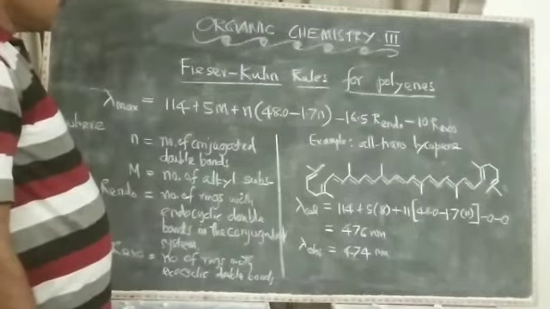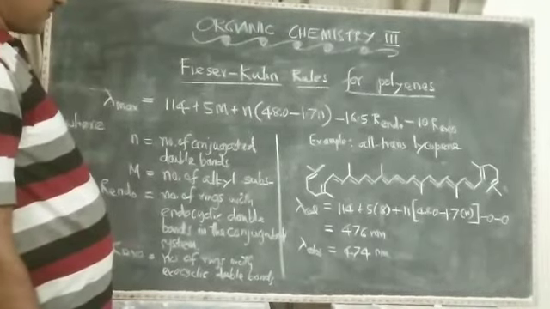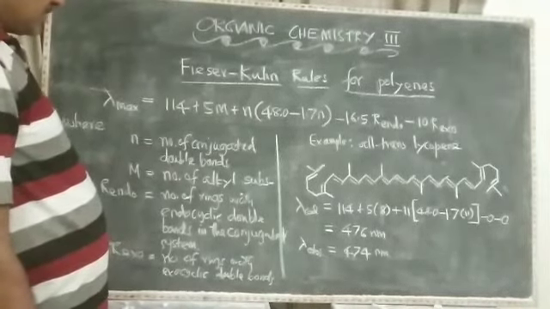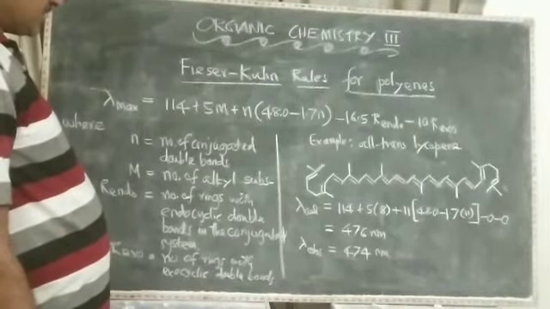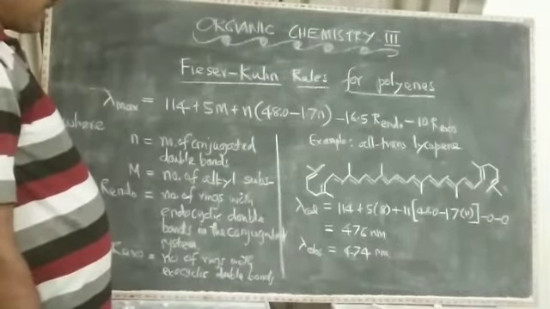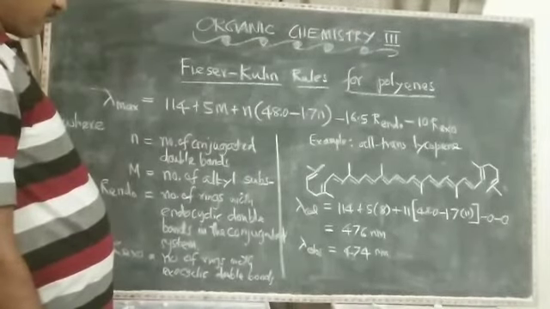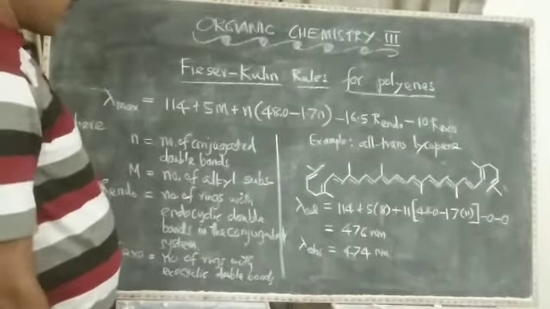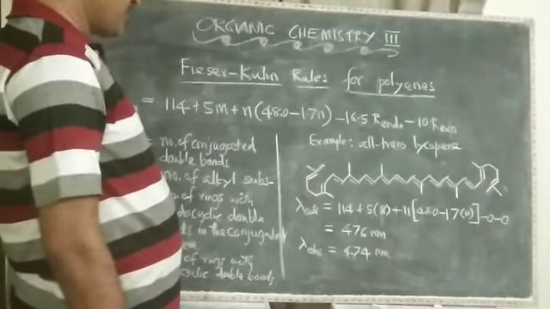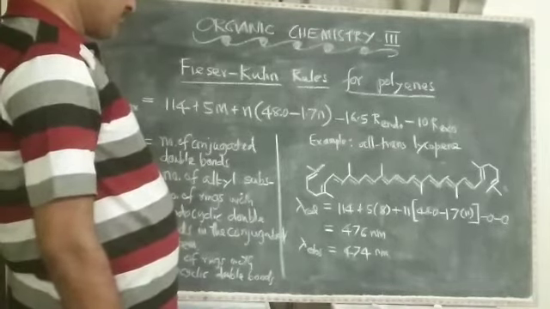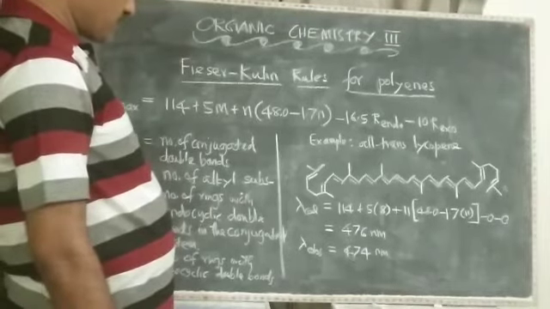Let me take the lambda max calculation for all-trans lycopene. Lycopene is a compound found in tomatoes. In fact, the red color of the tomatoes is due to the presence of this lycopene compound. This compound contains a total of 13 double bonds, of which 11 bonds are in conjugation. For the calculation of lambda max, we take only the conjugated double bonds.